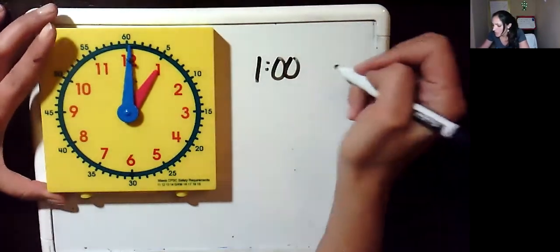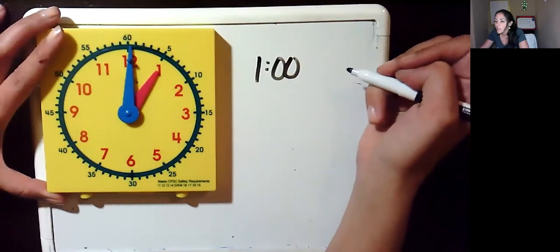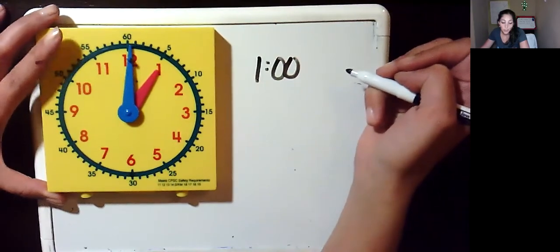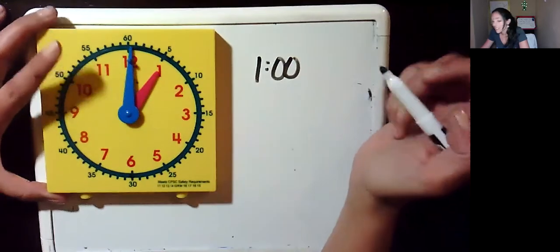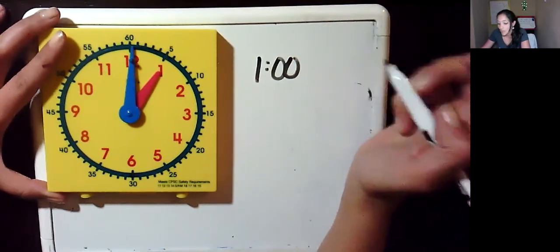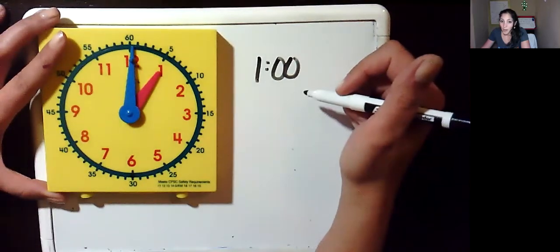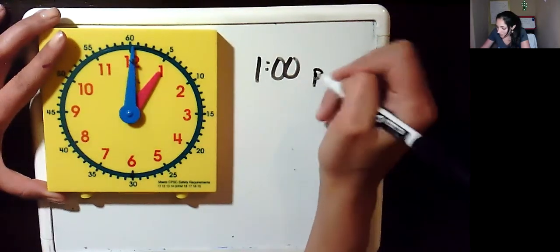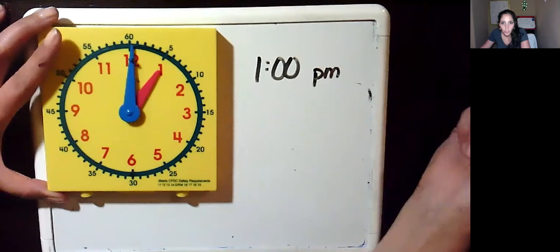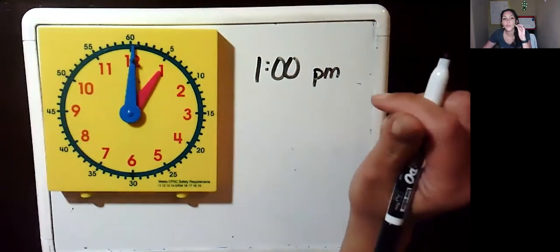Now my question, friends, is it AM or PM? Well, 1 o'clock in the morning, I don't know about you, but I am sleeping. It is dark outside. The sun hasn't come up yet. It is just an hour past midnight. So my meeting is definitely not at 1 a.m. My meeting is at 1 p.m., right after lunch with Mr. McConnell.